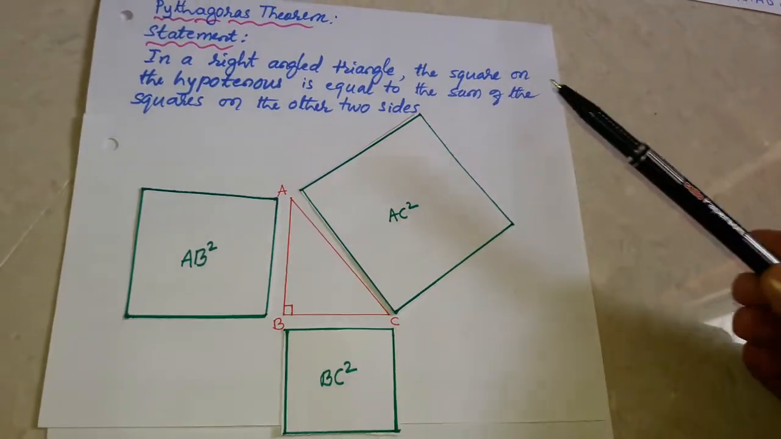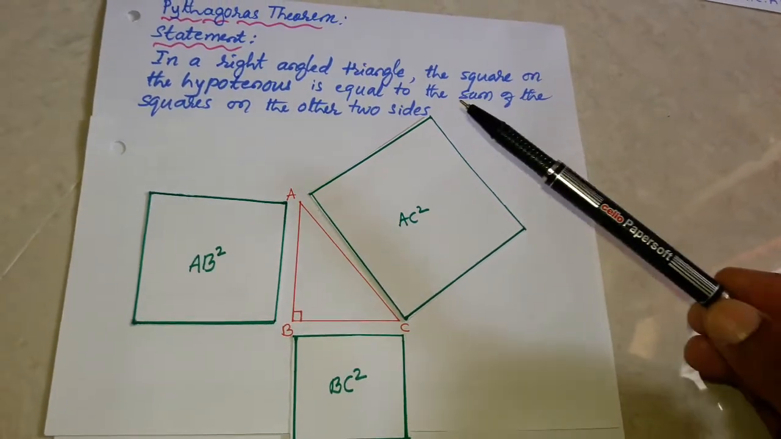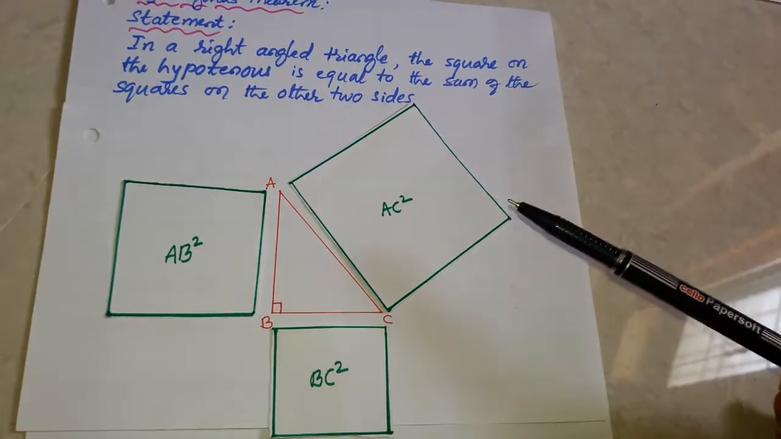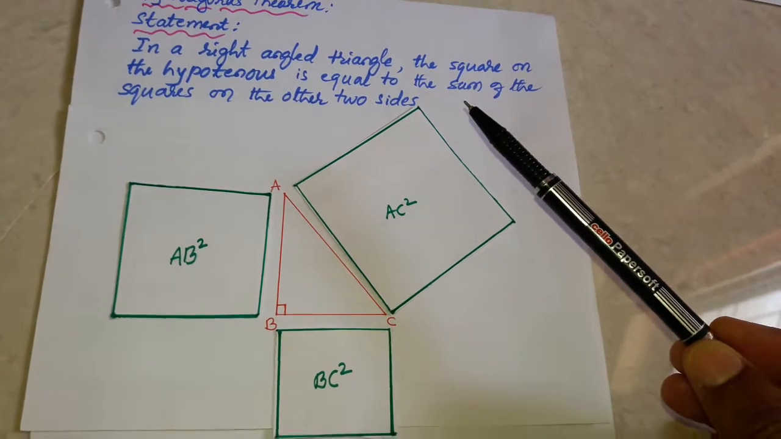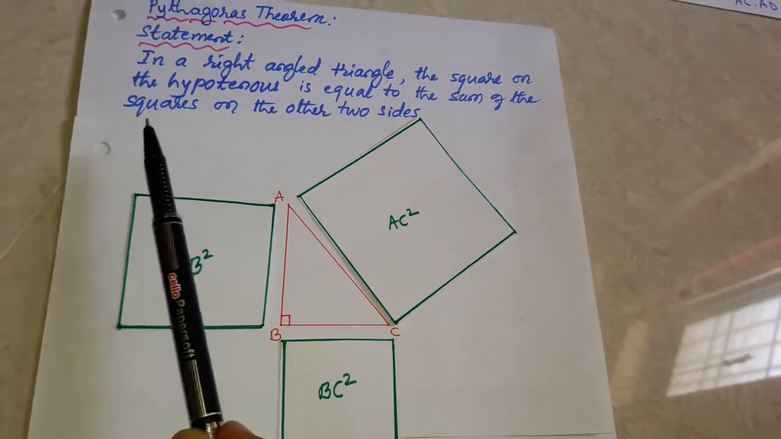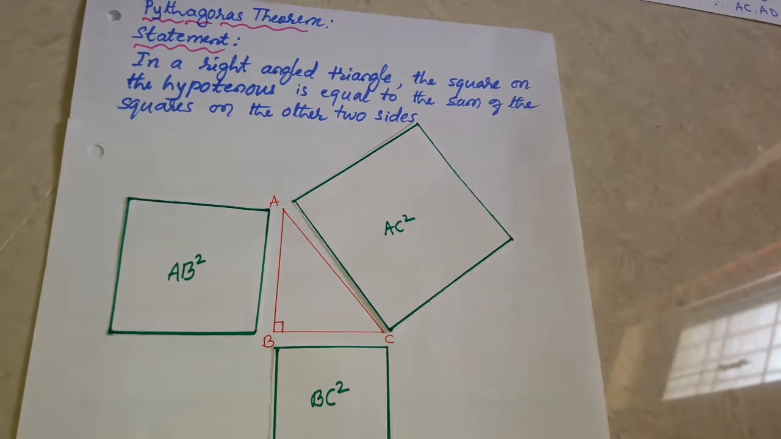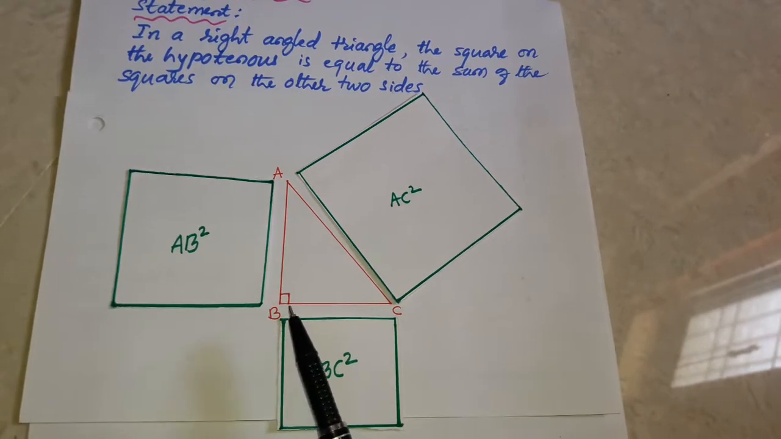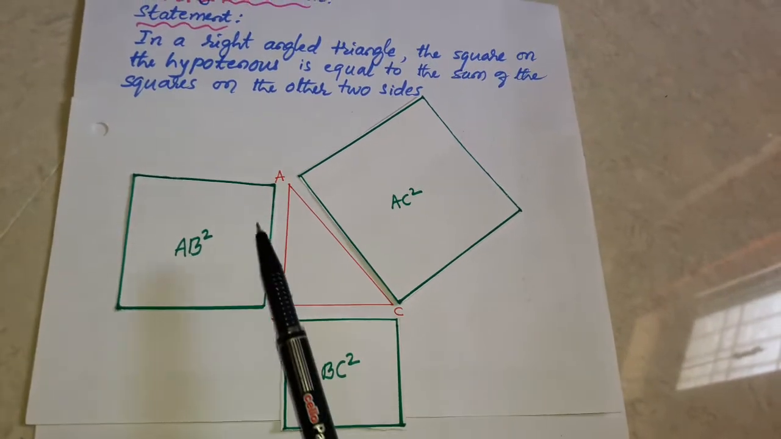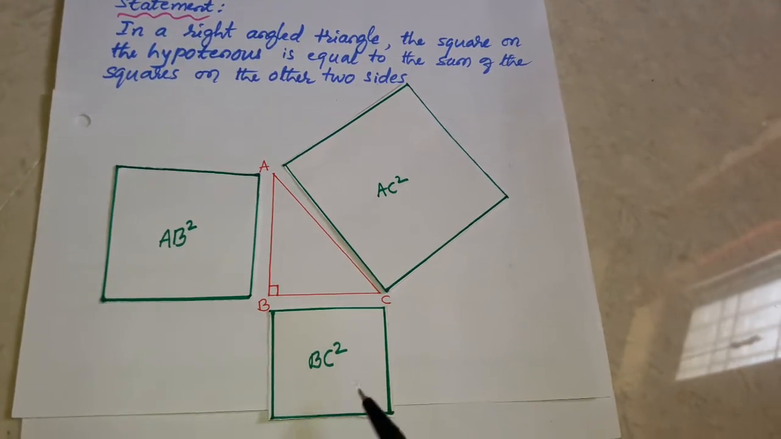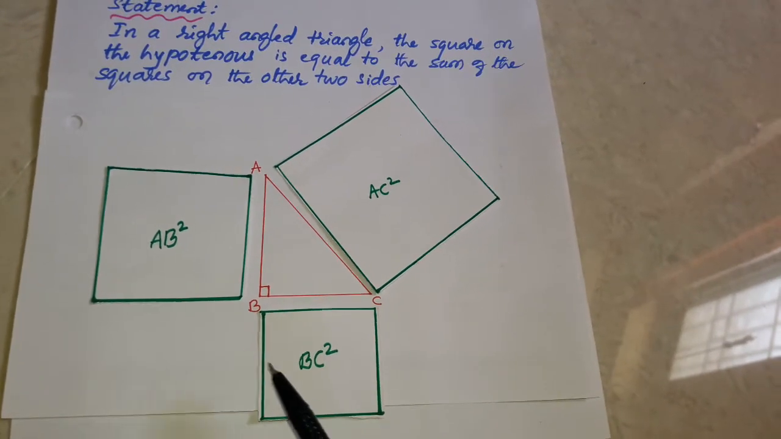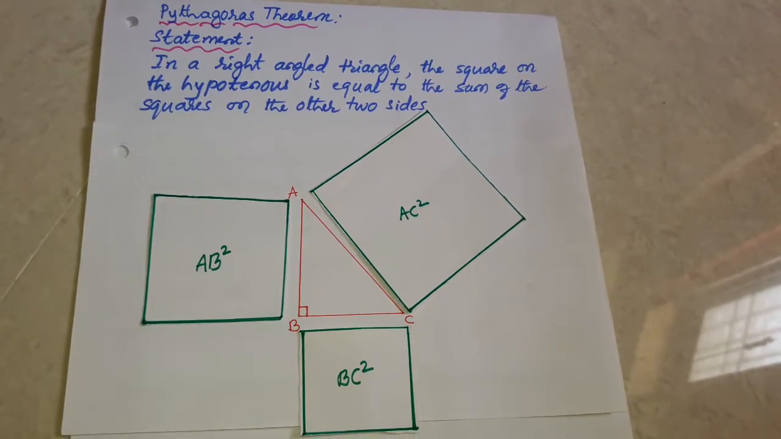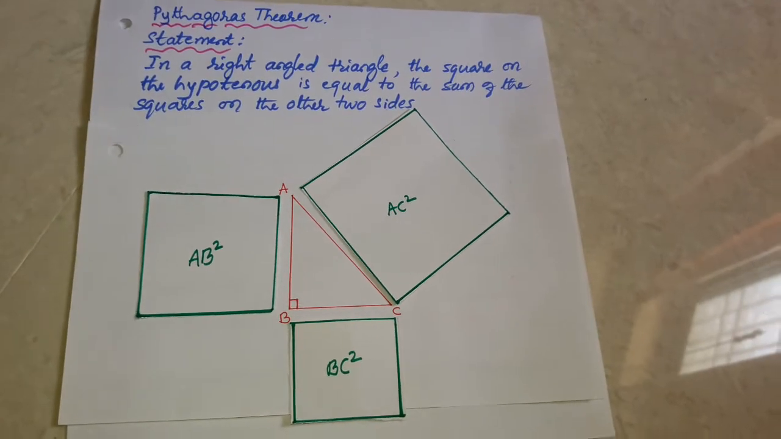So the Pythagoras statement basically reads this. The square on the hypotenuse, meaning the area of the square that is drawn on the hypotenuse, is equal to the sum of the areas of squares, meaning areas of squares that are drawn on the other two sides. On AB and on BC, whatever squares are drawn, the areas to be computed, AB square, BC square, then we have to add them. So this is the basic statement of Pythagoras theorem.